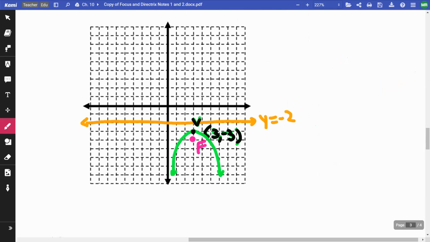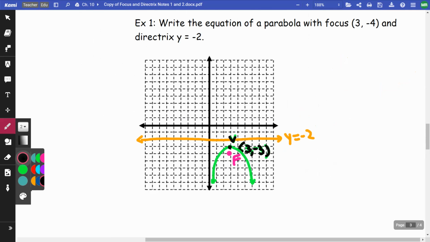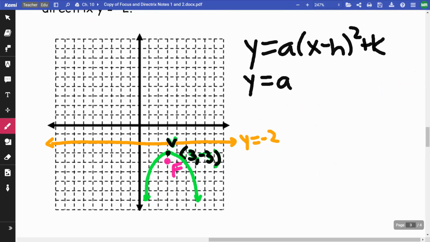So at this point, knowing this information, I know that my parabola is going to be y equal a times x minus h squared plus k, which is our general formula. So this is going to be y equal a. And since I just found my vertex to be at 3 comma -3, I know that this is going to be x minus 3 squared minus 3. And now I need to find my a.